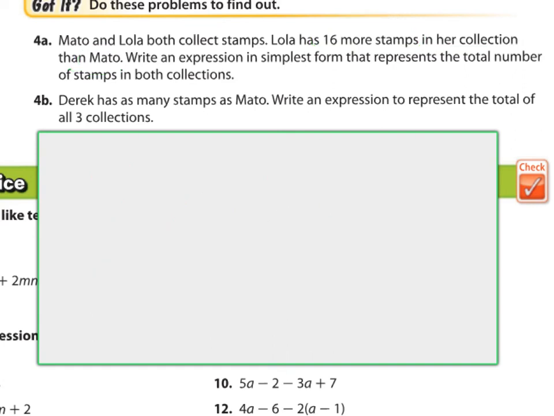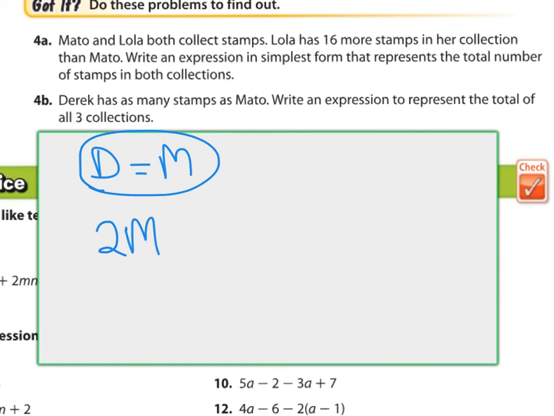And then for 4b, Derek has as many stamps as Mato. So they have the same amount. Now we have Derek is equal to Mato. Write an expression to represent the total of all three collections. These two have the same value. D is M. So we can just simply do 2 times M, and that would give me both Derek's and Mato's.